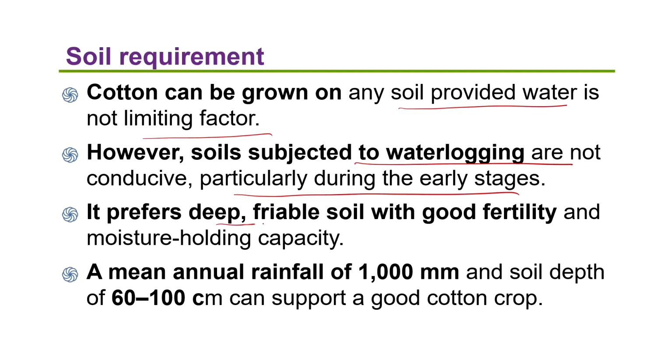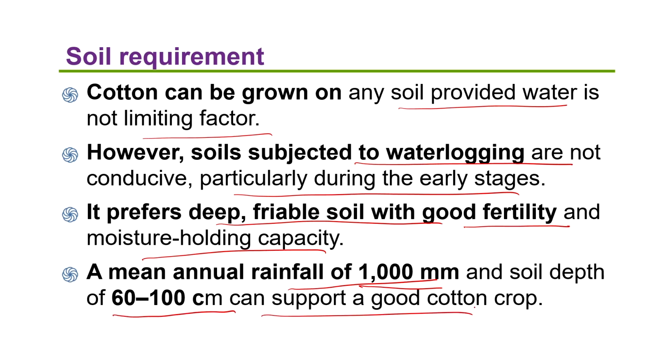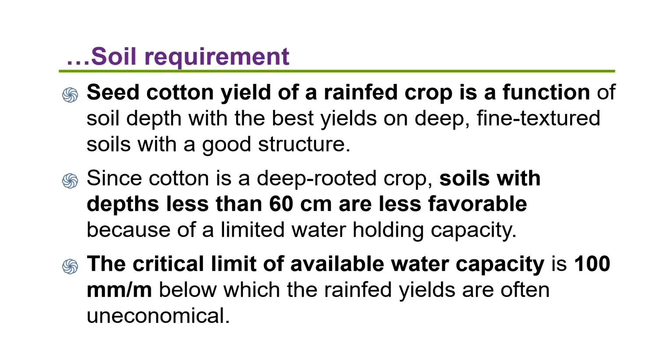It prefers deep friable soil with good fertility and moisture holding capacity. A mean annual rainfall of 1000 millimeter and soil depth of 60 to 100 centimeter can support a good cotton crop. So, it is always advisable not to grow cotton crop in very shallow soils because the root growth will be restricted and sometimes there are issues related to nutrient and water availability. Seed cotton yield of a rain-fed crop is a function of soil depth with the best yields on deep, fine textured soils with good structure.